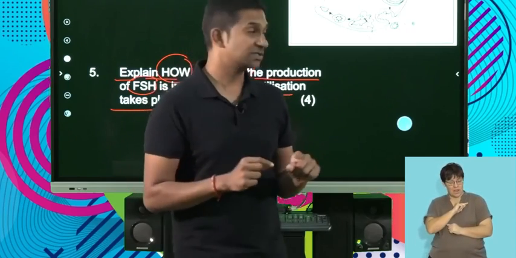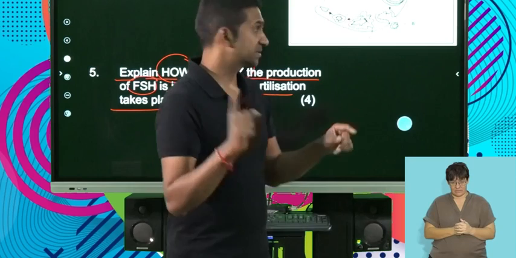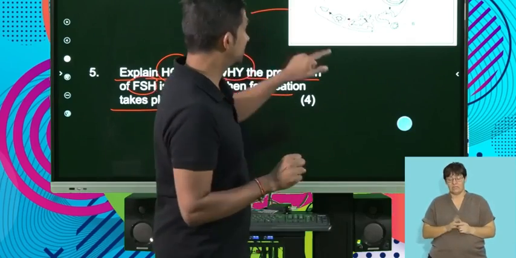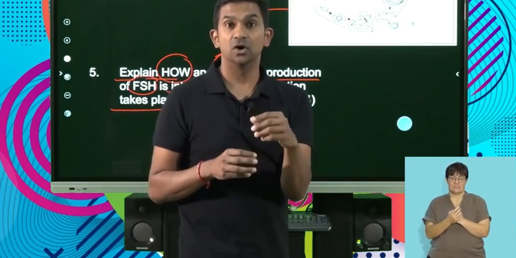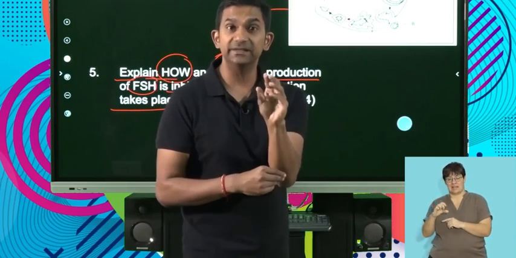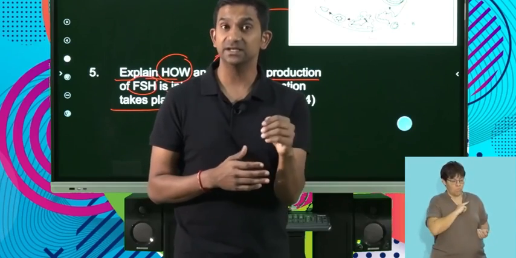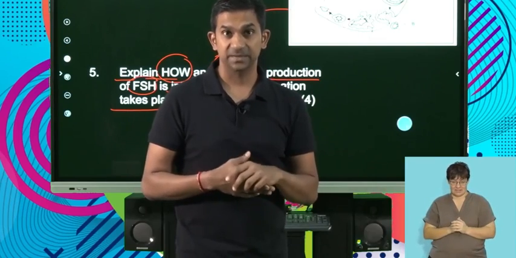And that is because when fertilization occurs, we know that this structure called the corpus luteum remains intact. And so the corpus luteum will then stimulate high levels of progesterone. High levels of progesterone in turn have a negative feedback mechanism on the pituitary gland, meaning that the pituitary gland will not produce FSH. And this in turn will mean that the levels of FSH decrease significantly.